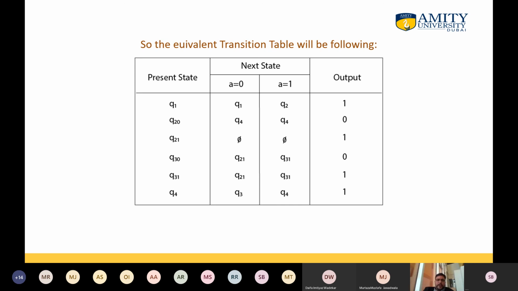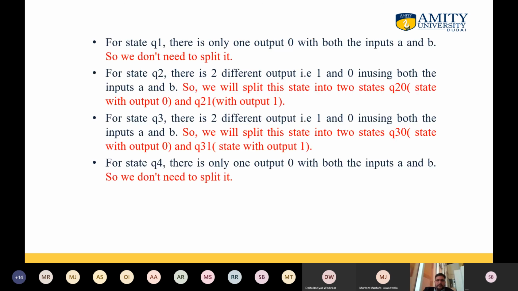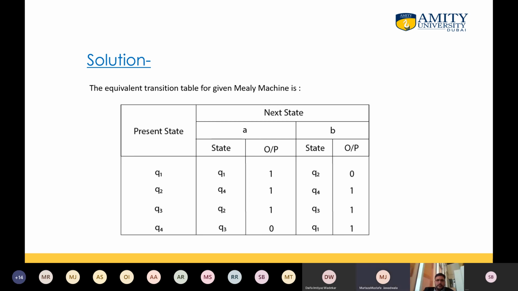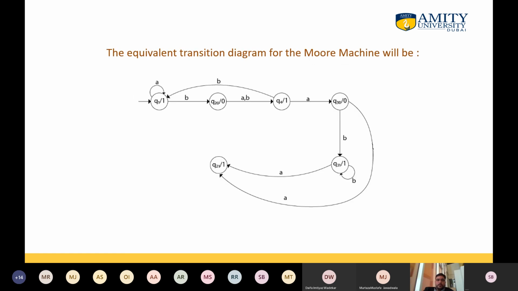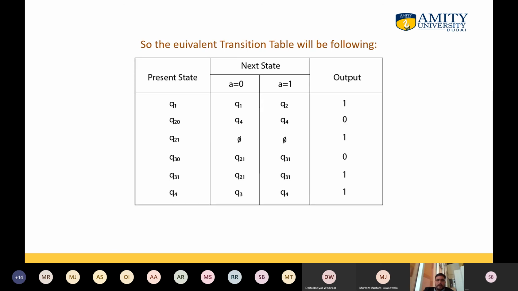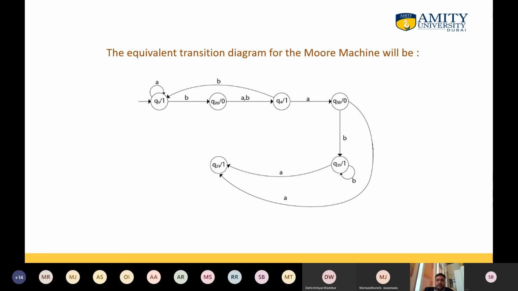Yes, sir. Here again in Q4, at the place of Q3, what can you write? Q3 0. Yes, so you can write Q3 0 and Q4 1. So this you can correct. Q4 with A input you can write Q3 0, and with B input Q4 1, which you had already written. So now if you are making the equivalent transition diagram for this table, that will be this.